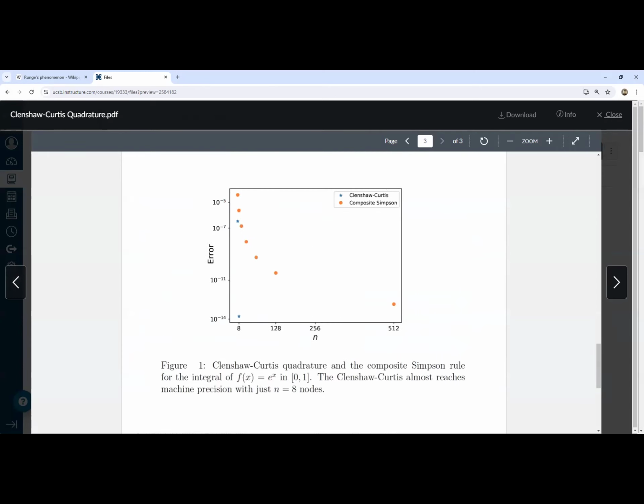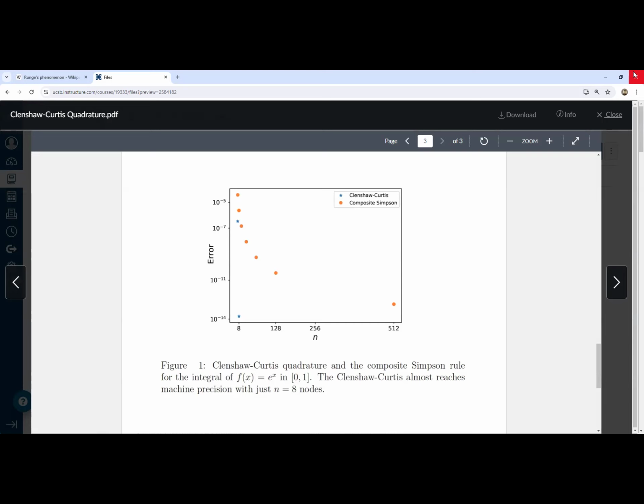So these are the pictures. The blue one is the Clenshaw-Curtis one, and this one is the composite Simpson's rule. The axis here is the error, and the horizontal one is the number of nodes we use. As you can see in these pictures, we use just a few nodes to achieve an error close to the machine precision. The machine precision should be like 10 to the negative 16 in the double precision setting.